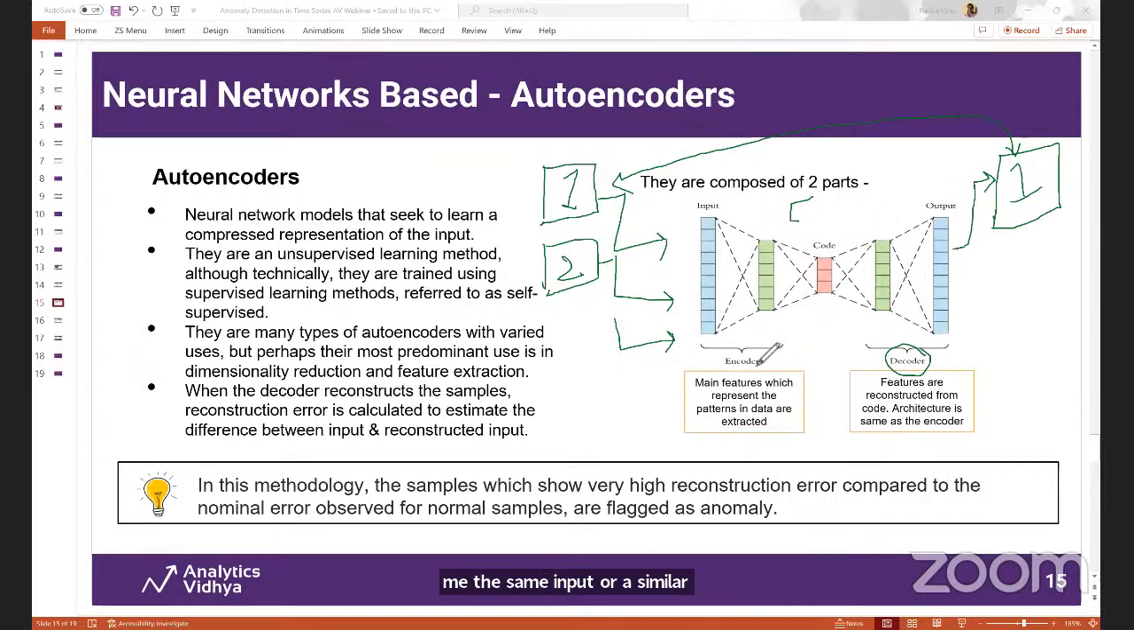How do we use this in anomaly detection? Suppose we represented this as 10110, a very vague example. If this was my code for one, and when it started deconstructing this to generate my one, there was some error. There was a reconstruction error that we saw. This error is what we use in anomaly detection.